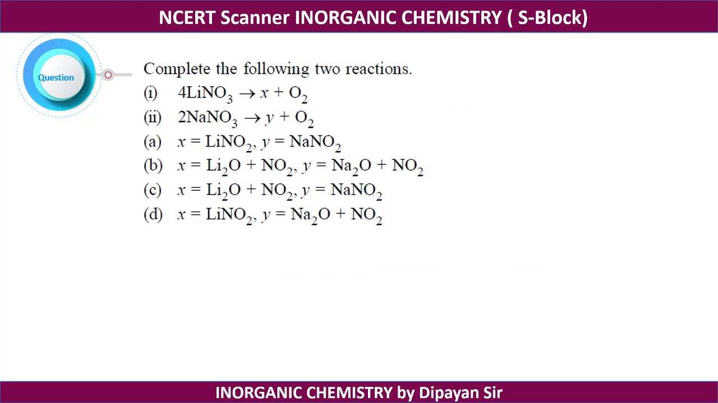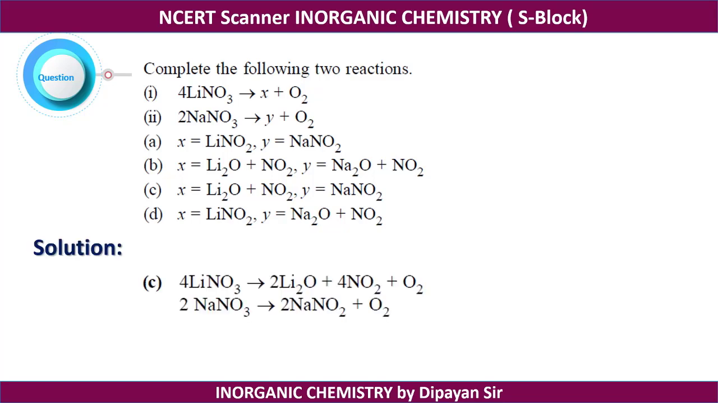In question number 15, we have two compounds LiNO3 and NaNO3, and the correct option for this question is option C, because if we heat LiNO3 we will get Li2O along with NO2 and O2, and if we heat NaNO3 we will get NaNO2 along with O2.